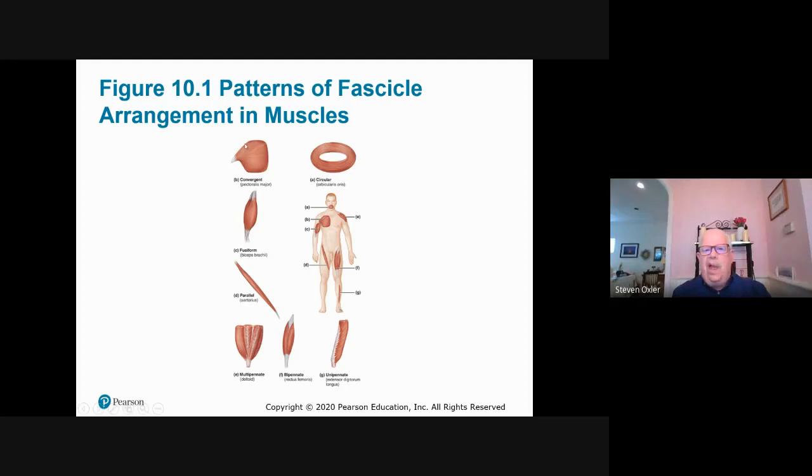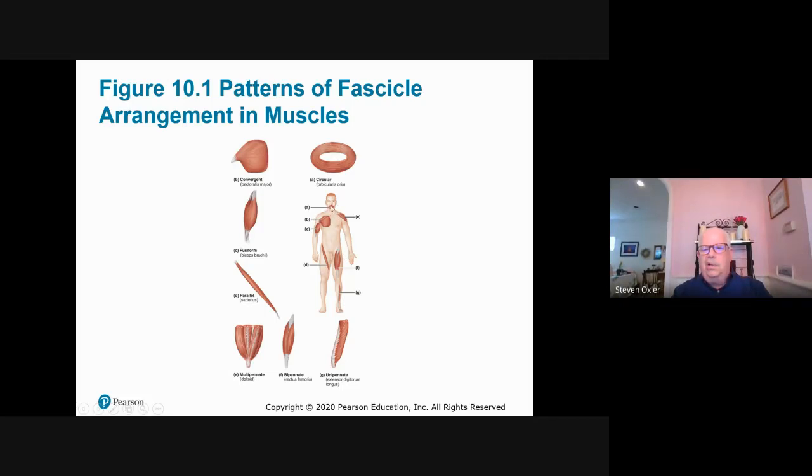And here they are. Here's circular, just like a circle. Here's convergent, they all come together. Here is fusiform, like a spindle. Here's parallel, and here's pinnate. The word pinnate should make you think of a flag. And here they are. And this is where they lie.